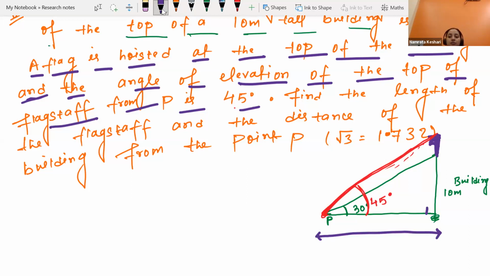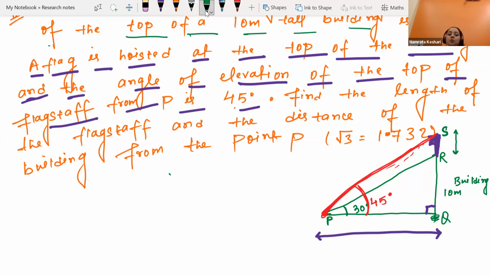Now if you focus over here, can you see two different right angle triangles? This is P. Let me name the others. Let's say this is Q, this is R, and this is S. Basically here we have to find the length of the flagstaff, that means SR. And the distance of the point P from the building, that means PQ. SR and PQ we have to find.